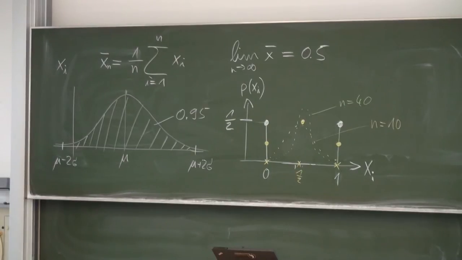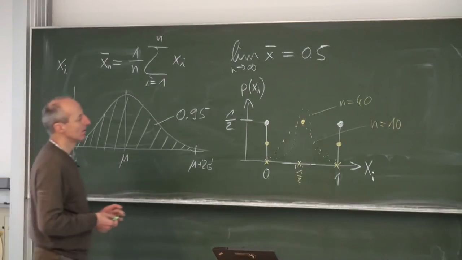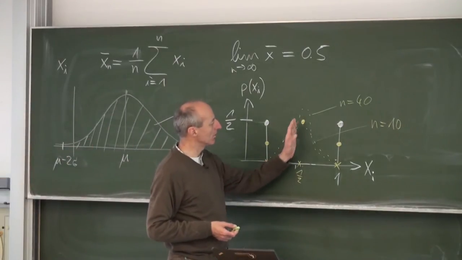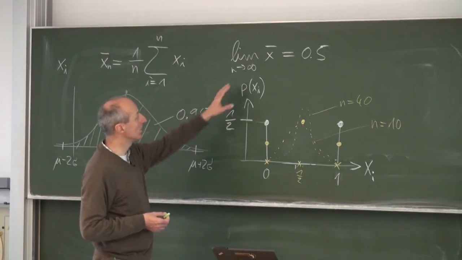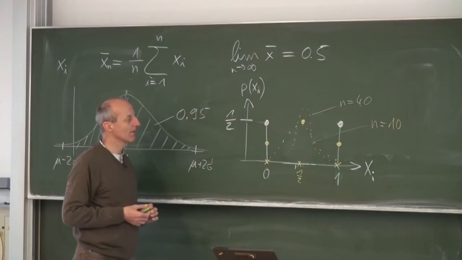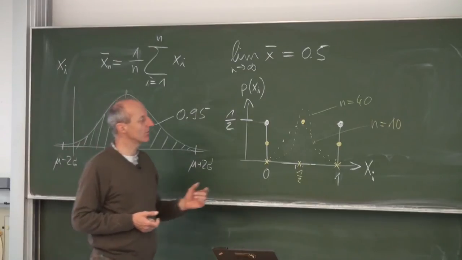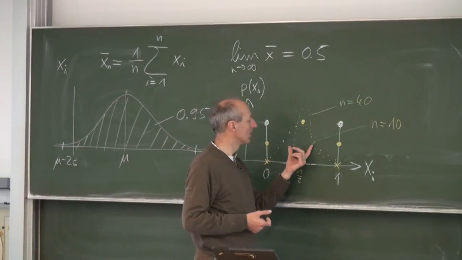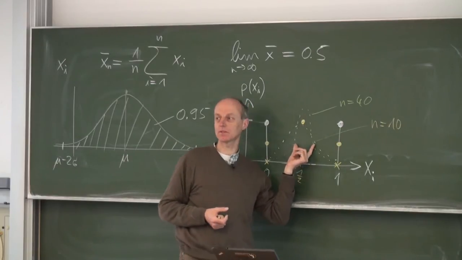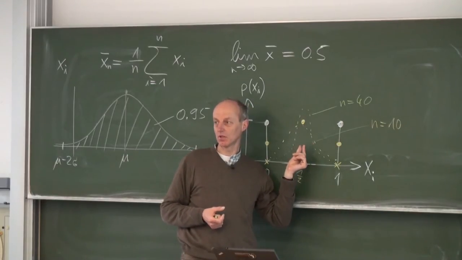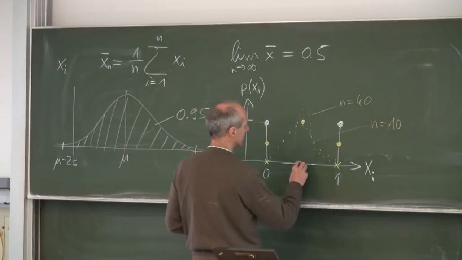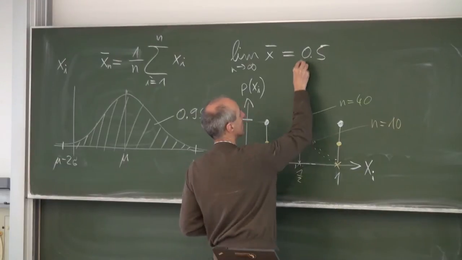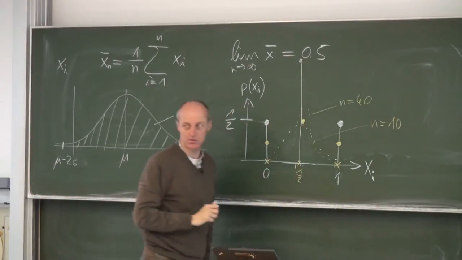Oh no, actually that's not it. I mean, the mean still may be 0.5. Sorry, we didn't talk about this. But for n towards infinity, the distribution of our bits gets more and more narrow. Okay, and for n equal infinity, we call this a Dirac delta function.